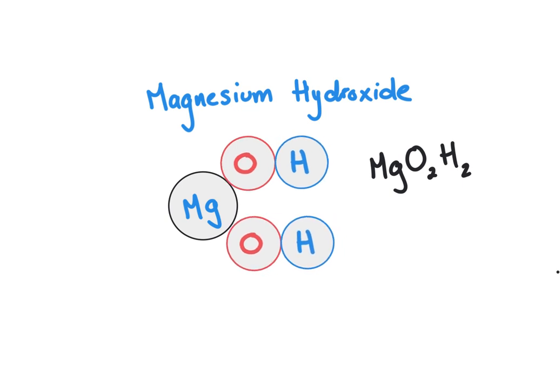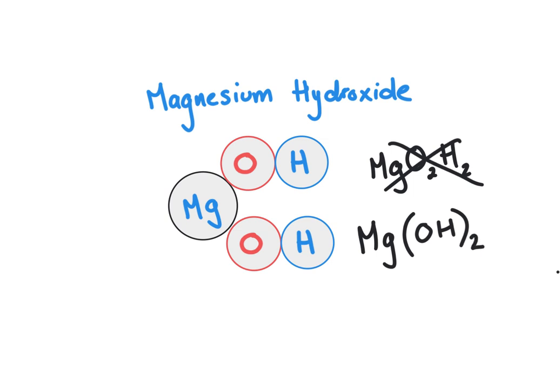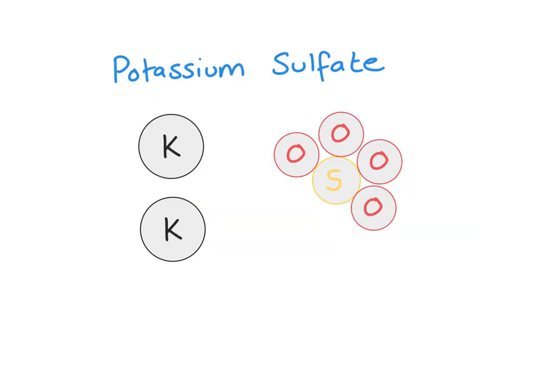So if we don't write the formula like this, how do we write the formula? We still have a magnesium, but because the oxygen and the hydrogen in the form of hydroxide come as a pair, we put OH in brackets to show that that's a little unit of its own. And because there are two of them, we put a little 2 outside of those brackets to represent those two hydroxides. So let's have a look at a slightly different example, potassium sulfate.